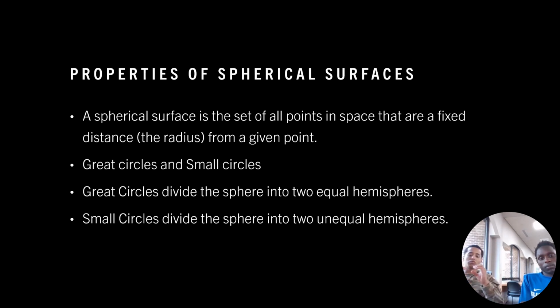Now, a small circle, it's going to be here, here, here. It could divide the sphere into two unequal hemispheres. If you put a small circle here, here, you're going to have an unequal other side of the hemisphere.